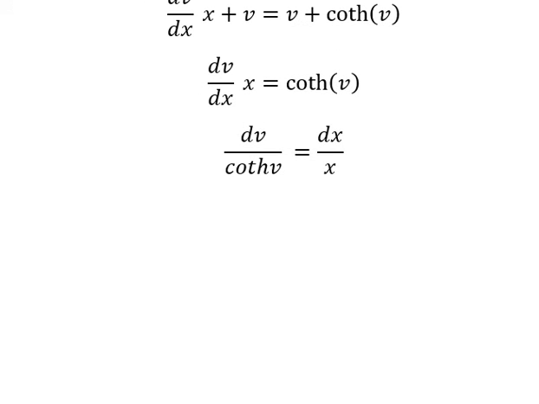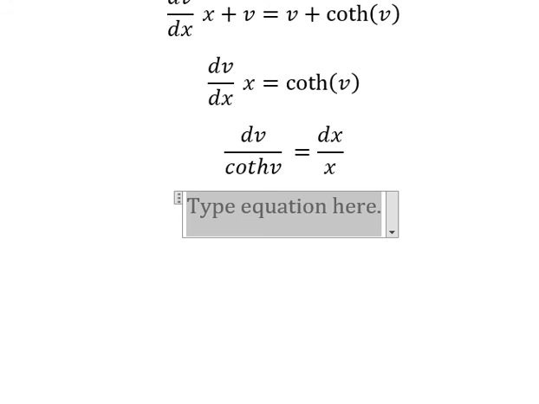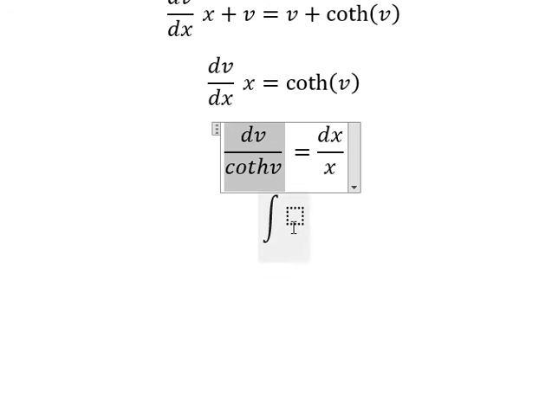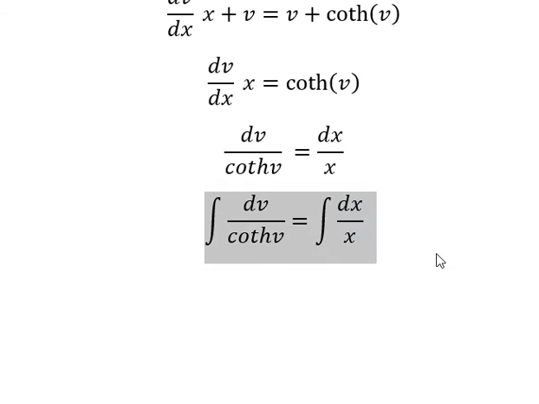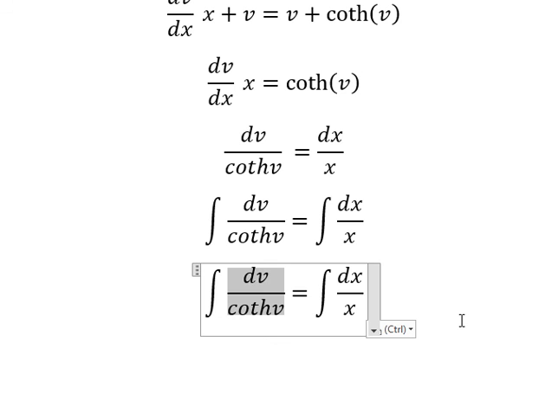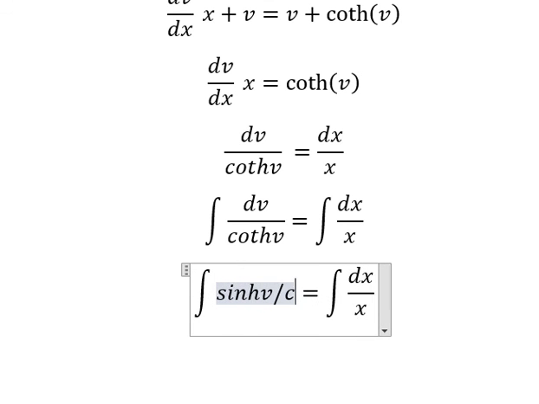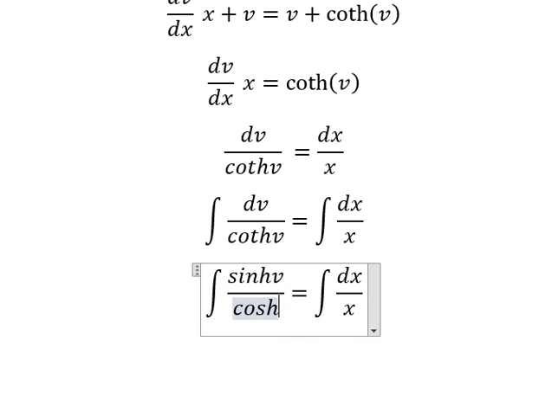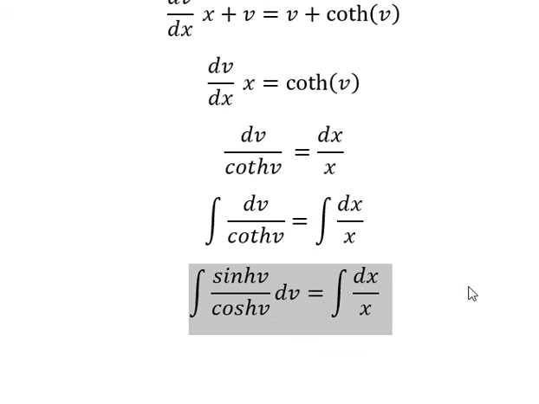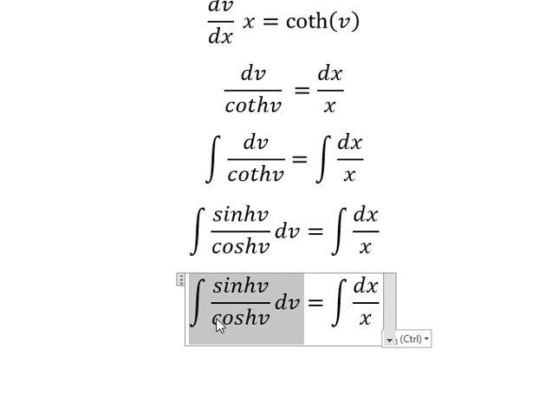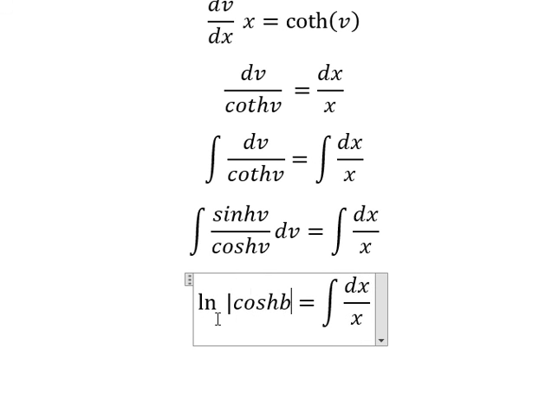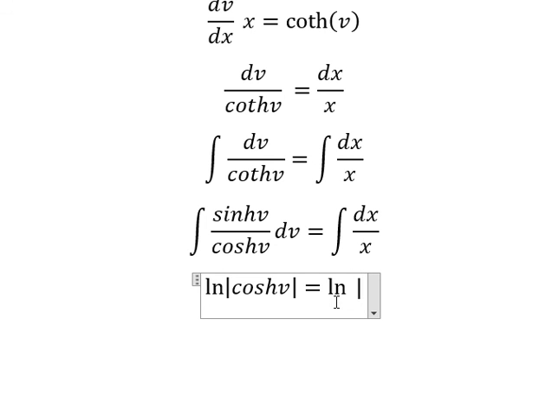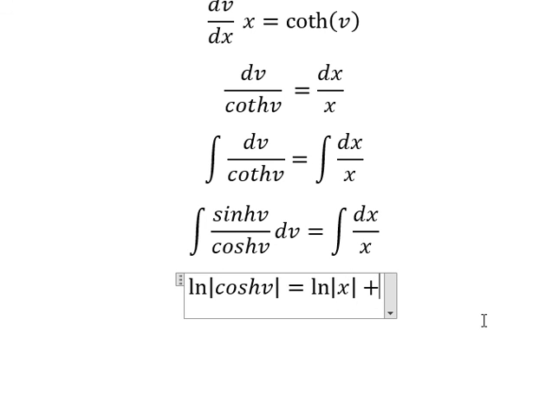Next, I will put the integration for both sides. This one we have sin v over cos v dv. So the integration of this one we have ln of the absolute value of cos v. This one we have ln of the absolute value of s, and I will put plus c.